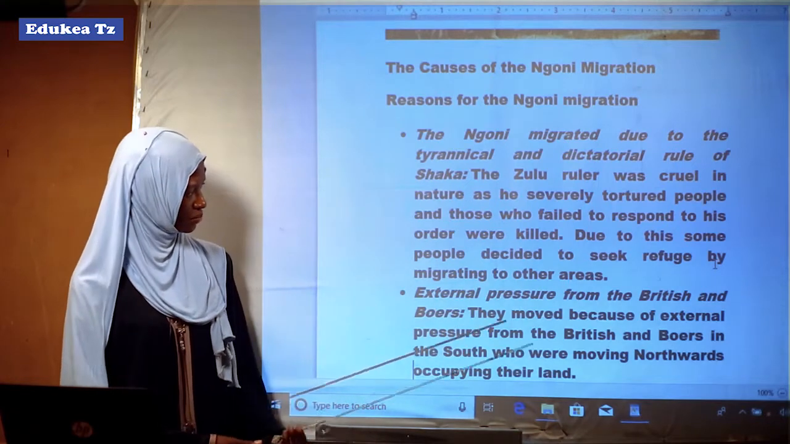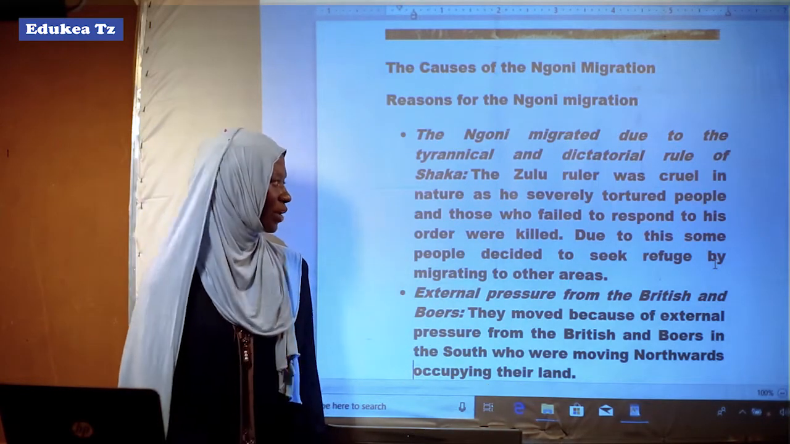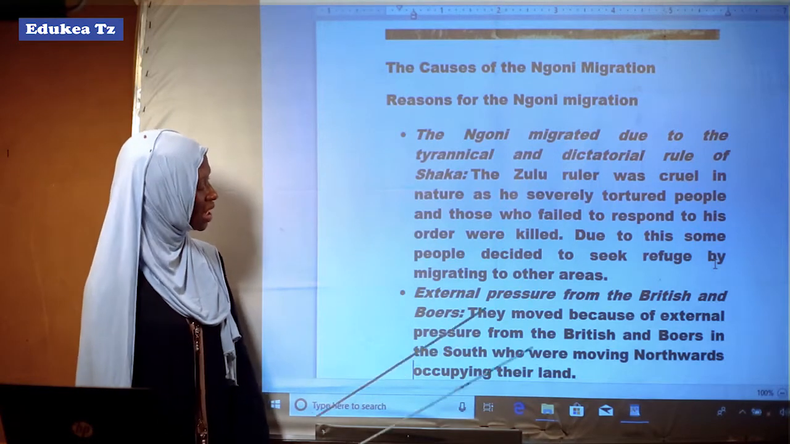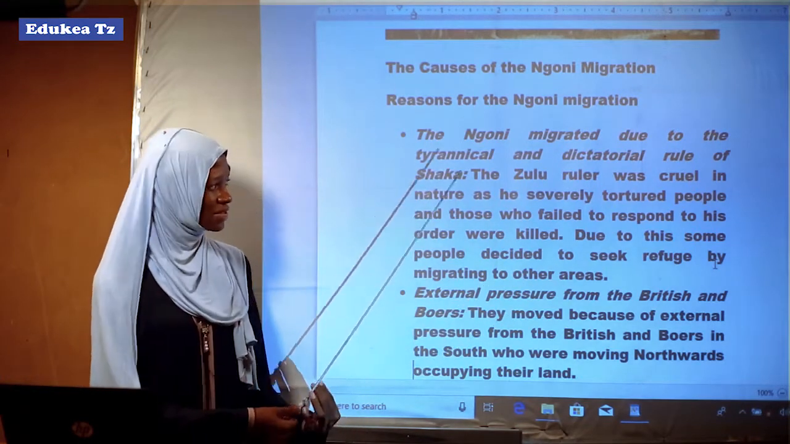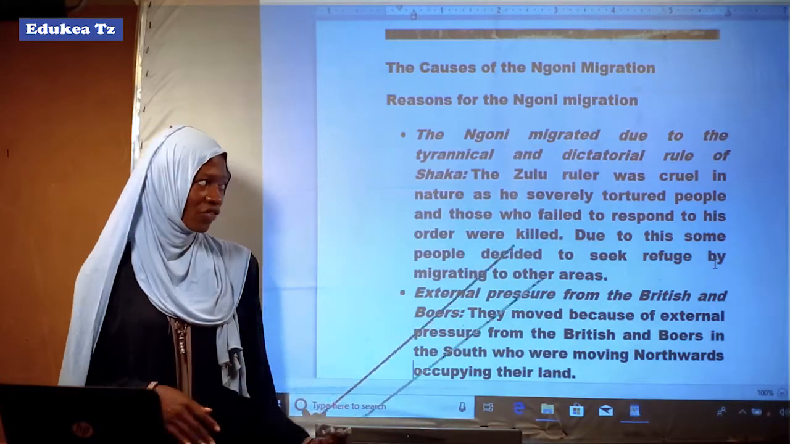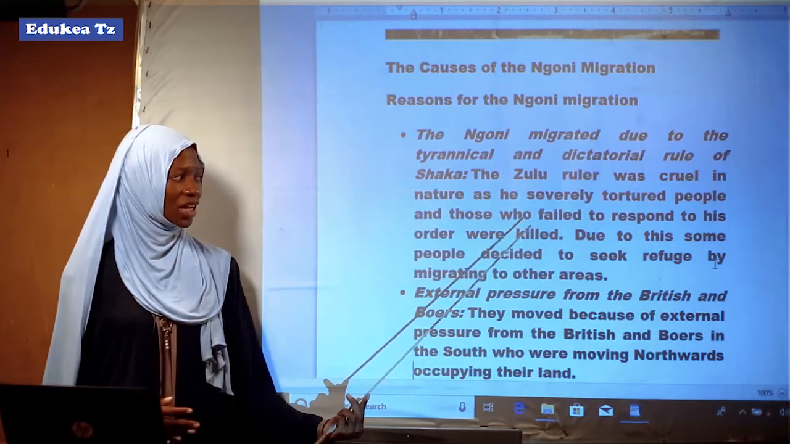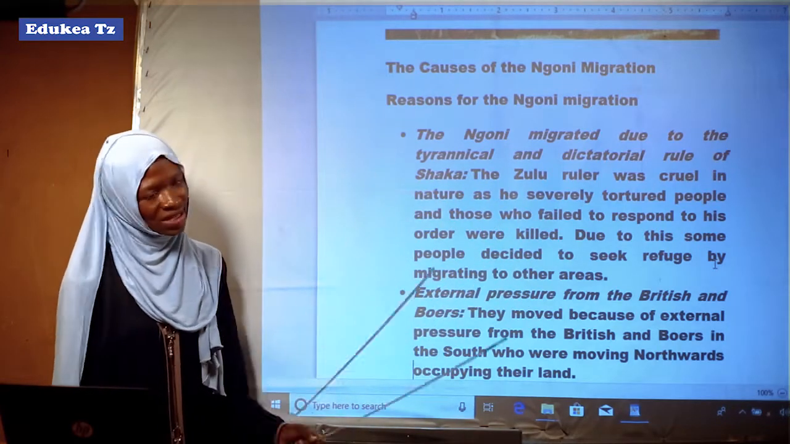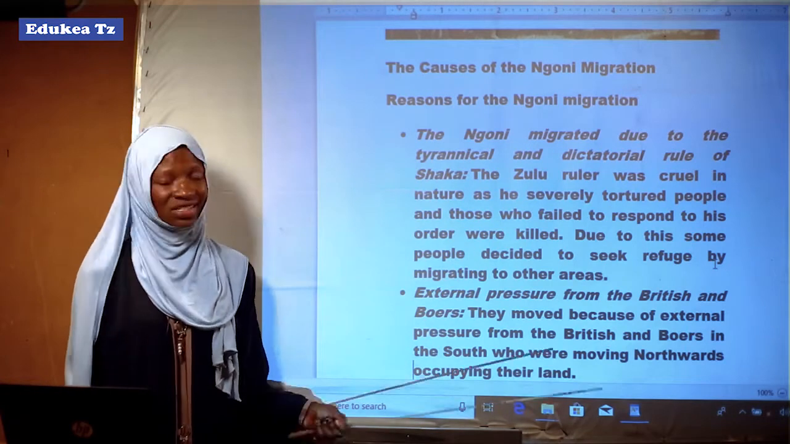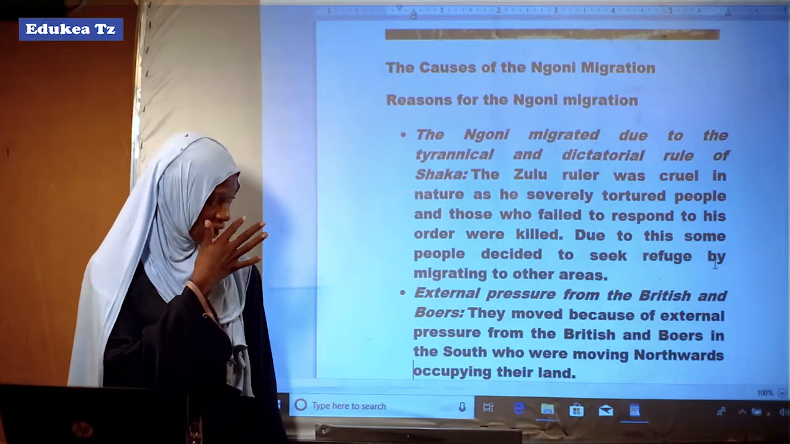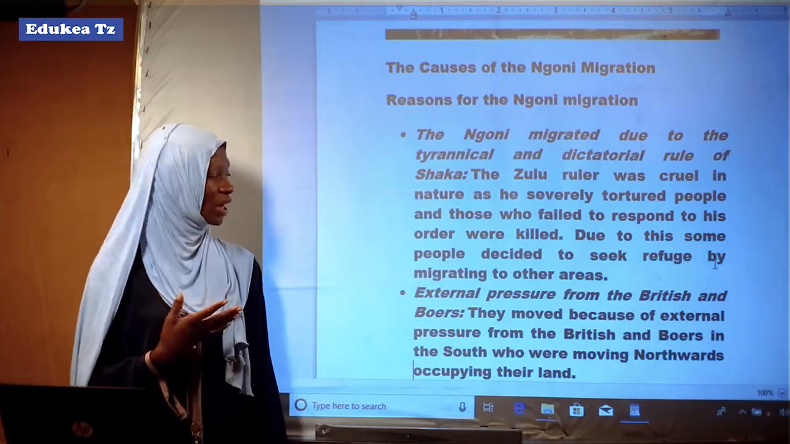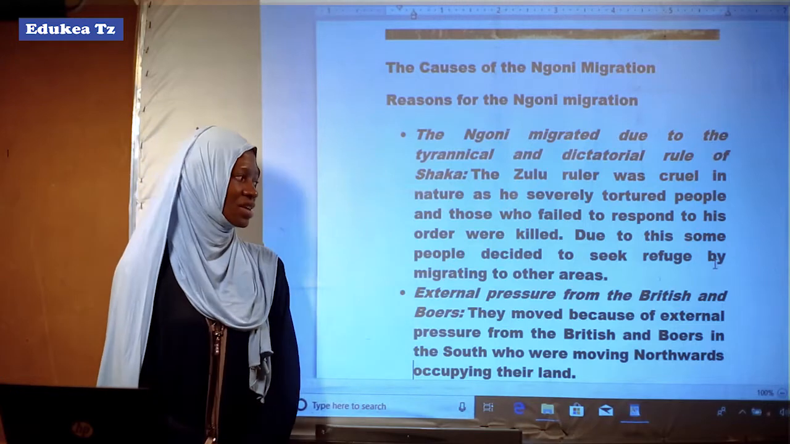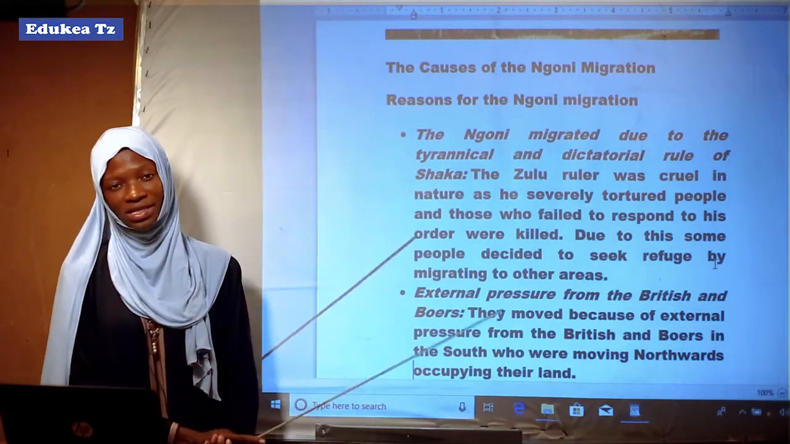So this made some people unhappy with the situation, since he was very cruel. He severely tortured his people, and those who failed to respond to his order were killed. So due to this, some people decided to seek refuge by migrating to other areas. Since there were torture and dictatorship, some of them who were not able to respond moved, becoming refugees and searching for other areas. So they ended up migrating to the interior parts of Africa.